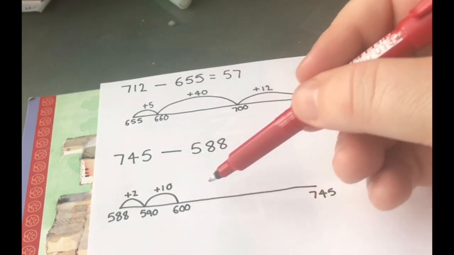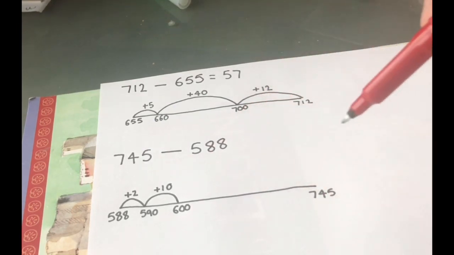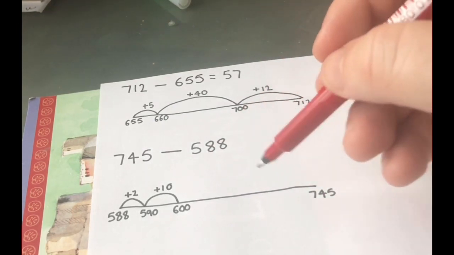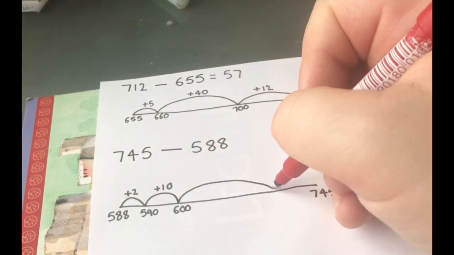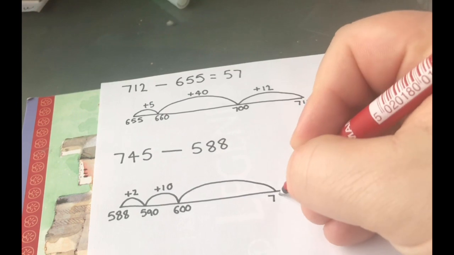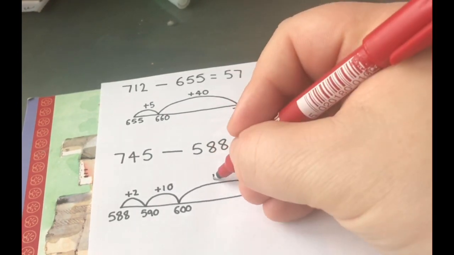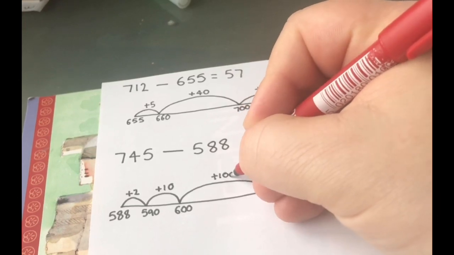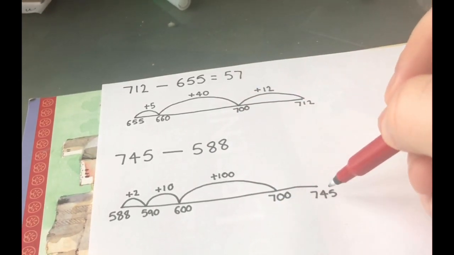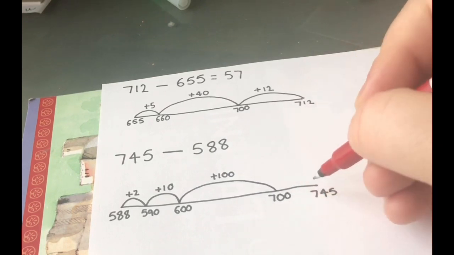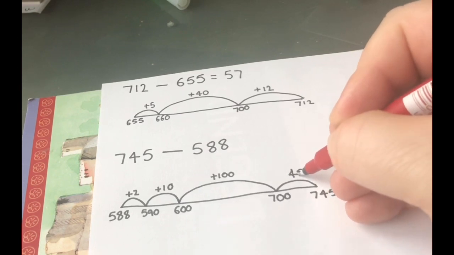Now this time we've got 600 to 745. How many jumps of the hundreds could we do? That's correct. We do one jump of 100 to get us to 700. And that was a jump of 100. So we write that in there. Now our last bit, 700 to 745, is a jump of, correct, 45.